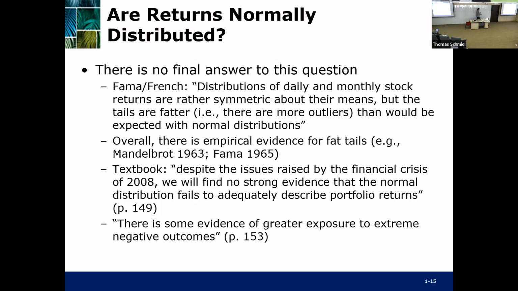And this existence of fat tails is actually interesting. This is not something that is newly discovered. This goes back to work, among others, by Eugene Fama himself, from the 60s. So even in the 60s, people found that there are fat tails. And the normal distribution is not really accurate, especially at the tails. Okay? Yeah, so this is from your textbook. Despite the issues raised by the financial crisis, we find no strong evidence that the normal distribution fails to describe portfolio return. There is some evidence of greater exposure to extreme negative outcomes.